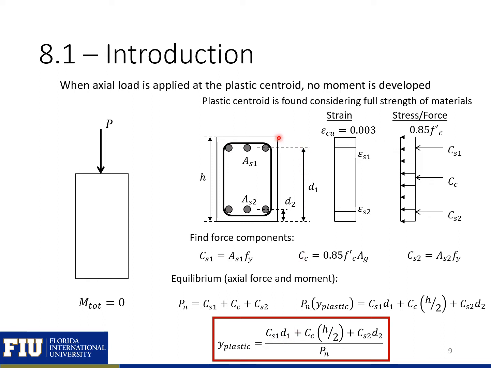Here we're going to take the distance from the bottom to the center of the steel for our first layer of steel, our concrete component, whose centroid is at the center of our rectangle, and the second layer of steel. So force times distance, sum them, divided by our total force, our total axial load capacity of our section. And that gives us our plastic centroid. Note that if our cross-section shape is symmetrical, and our steel is symmetrical, then the plastic centroid is just going to be at the mid-height of our section.